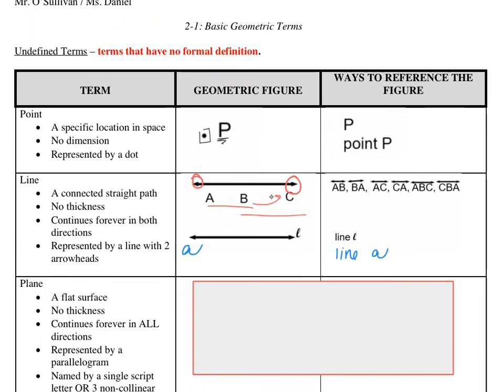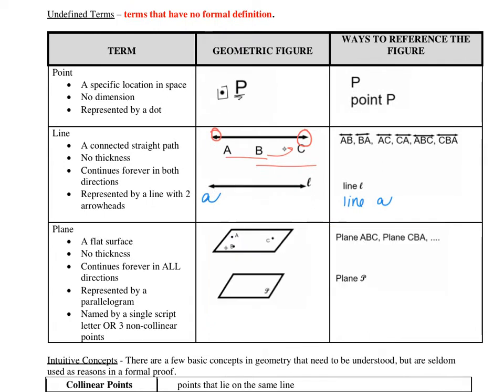And that's just some of the ways I can name a line. Now we're going to look at the word plane. A plane is simply a flat surface that contains no thickness and continues forever and ever and ever in all directions. It's typically represented by a parallelogram, so think of your desk, your chalkboard. Those are examples of a plane. I mean, they're not exactly a parallelogram, but it's basically a flat figure.